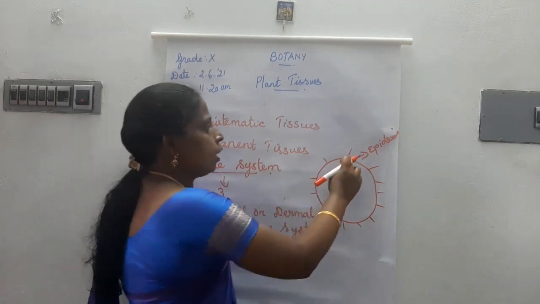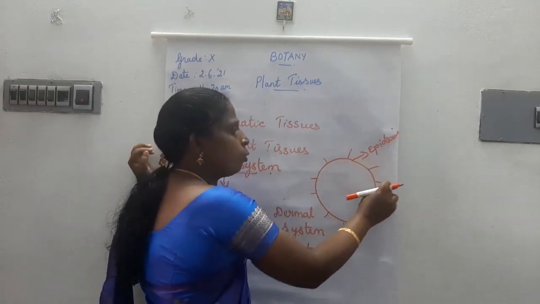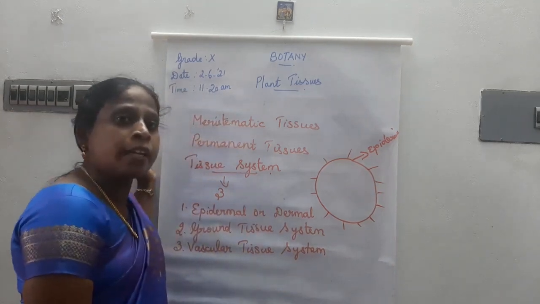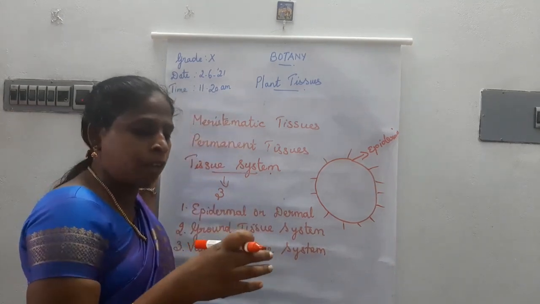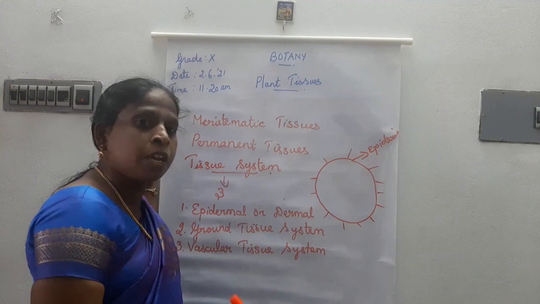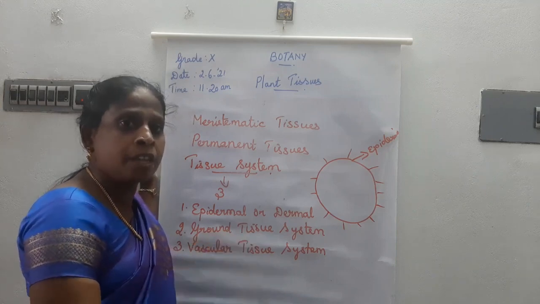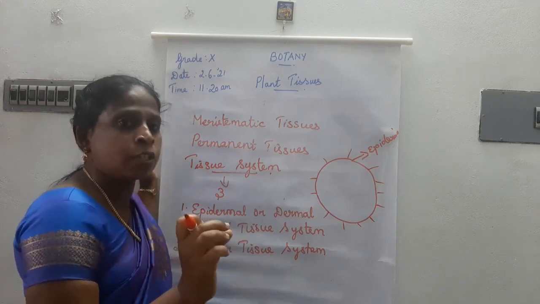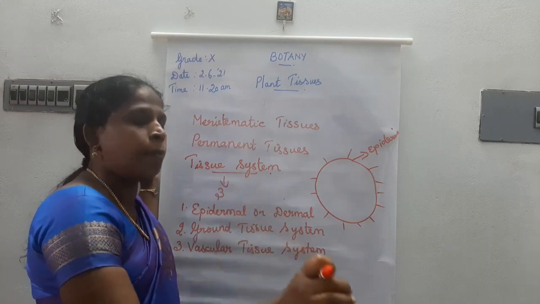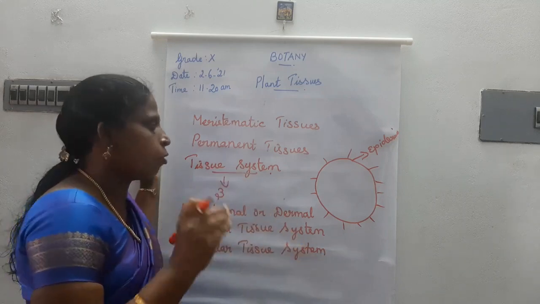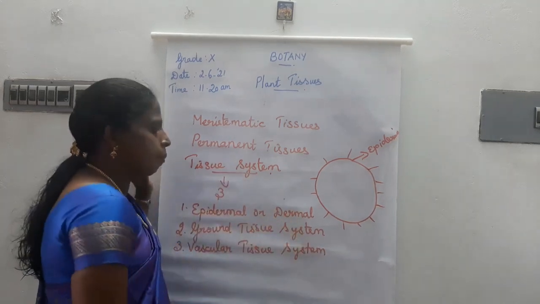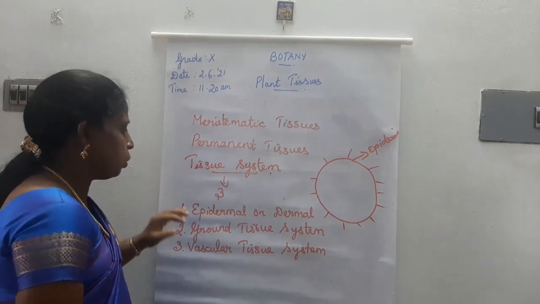Next, in the root, the epidermal outgrowth is there, no? The root hairs help in the absorption of water and minerals from the soil. Okay, the root hairs absorb the water and minerals from the soil. So these are the functions of the dermal or epidermal tissue system.